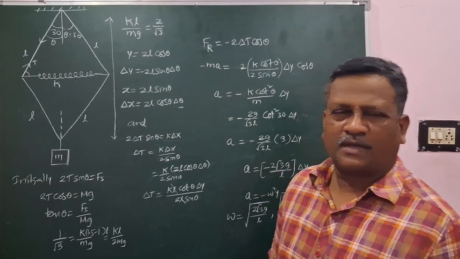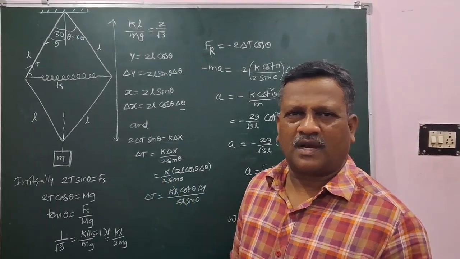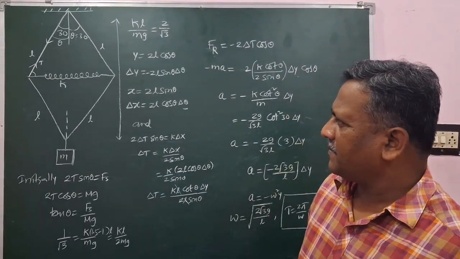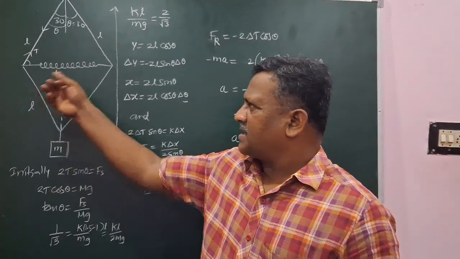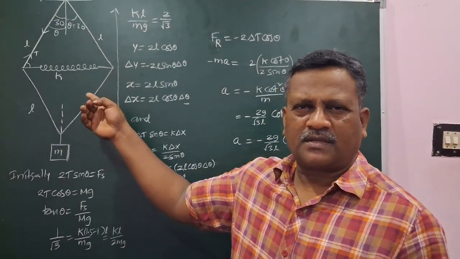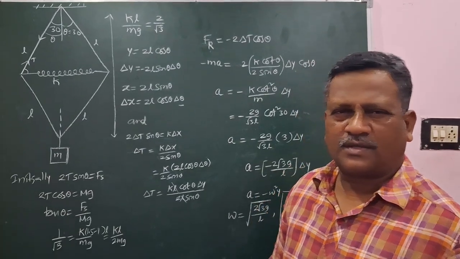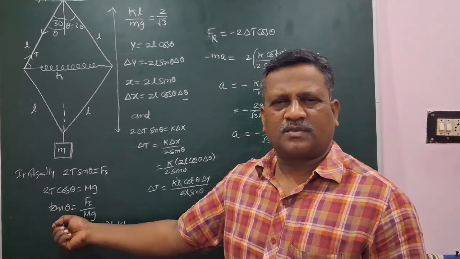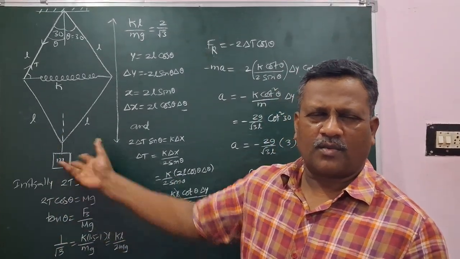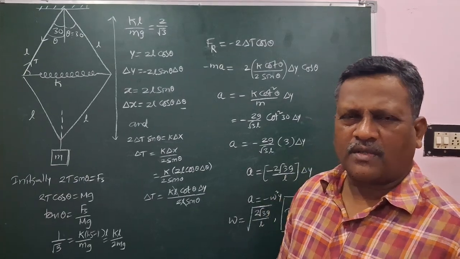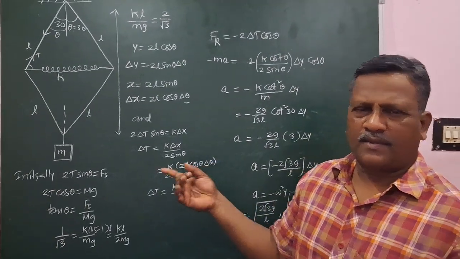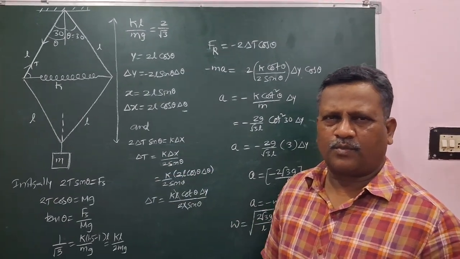The problem is there are four identical strings of length L, connected by a spring horizontally with force constant K, and a block of mass M is attached to it. Now when we displace this block, it executes simple harmonic oscillation. What is the angular velocity and the time period of oscillation of this block?